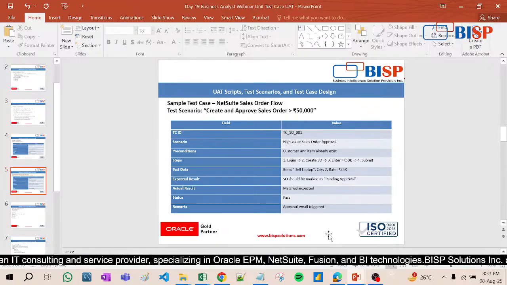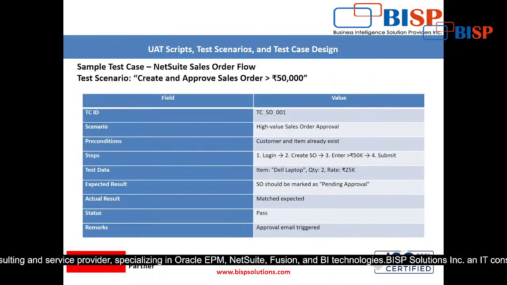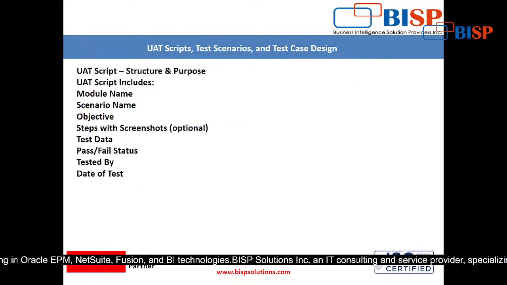Now if you see, look at this. So the UAT test case script is something like this. Now what is the next? Now see here, if I show you this, the UAT script includes what? Module name, scenario name, objective, steps with screenshots, test data, pass fail status, tested by, date of test.